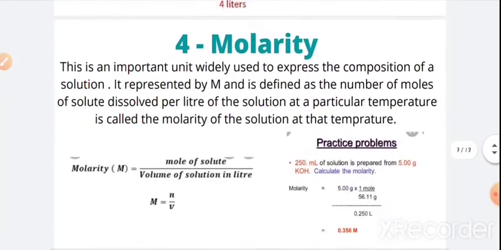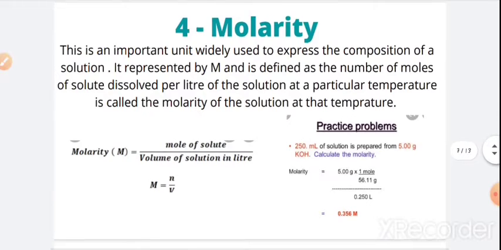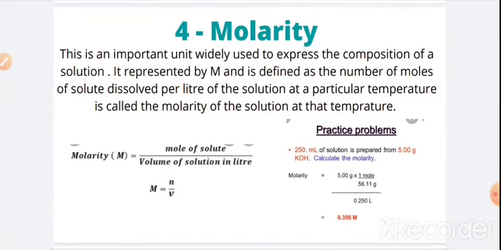Let's move further. Molarity, the most important among all. This is an important unit widely used to express the composition of a solution. It is represented by capital M and is defined as the number of moles of solute dissolved per liter of a solution at a particular temperature. Temperature is given here, which means it changes with temperature. It depends on temperature, the molarity of a solution at that temperature, right?